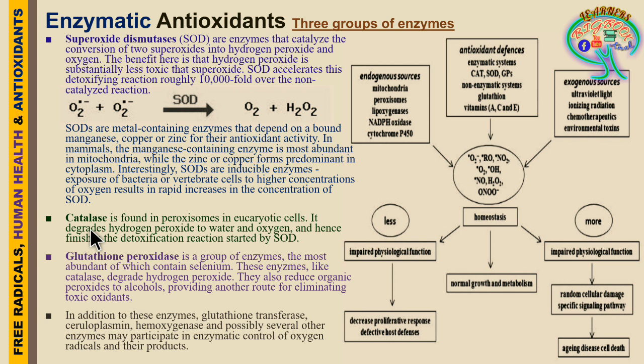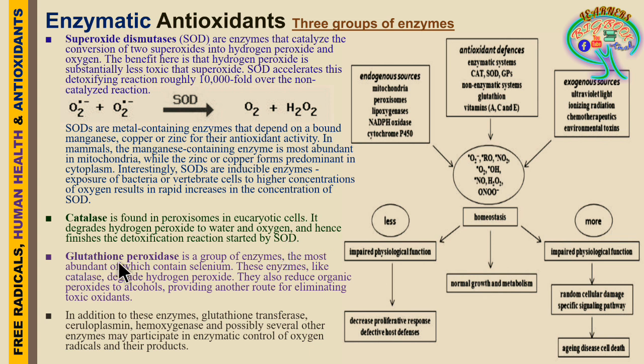Next is the catalase. Catalase is found in peroxisomes in eukaryotic cells. It degrades hydrogen peroxide to water and oxygen, and hence finishes the detoxification reaction started by SOD. So it is a cycle of reactions.